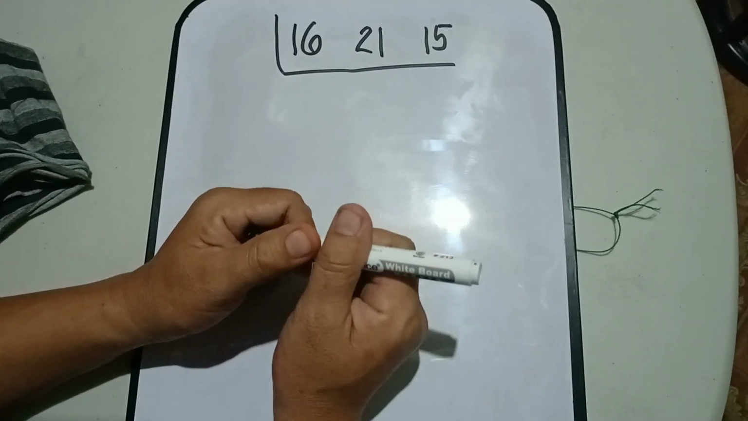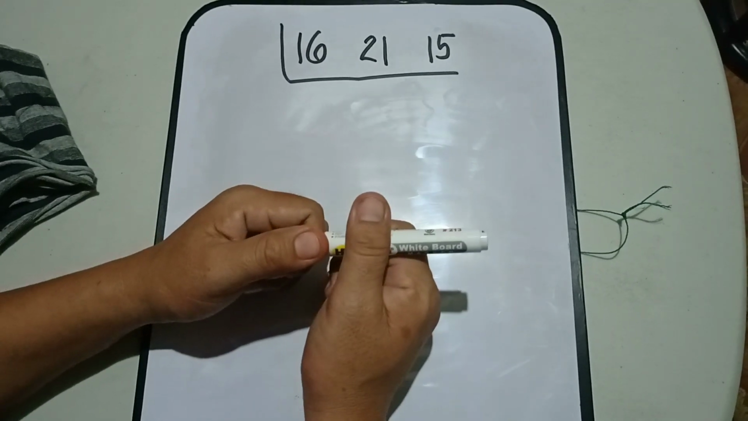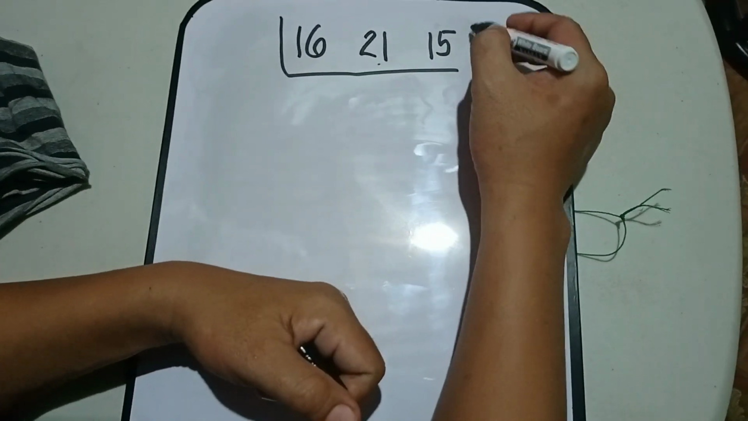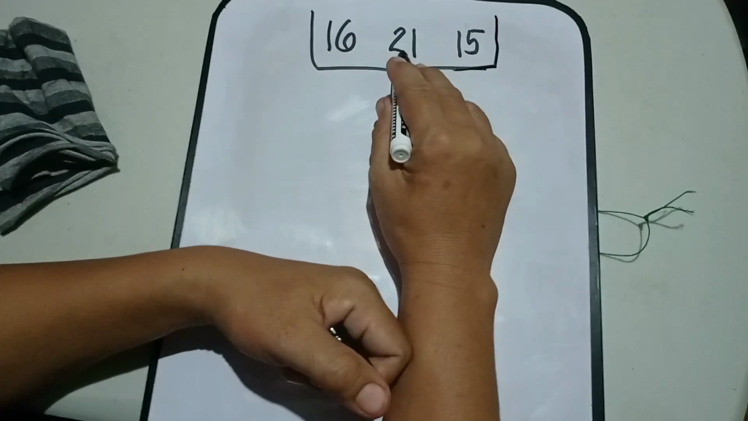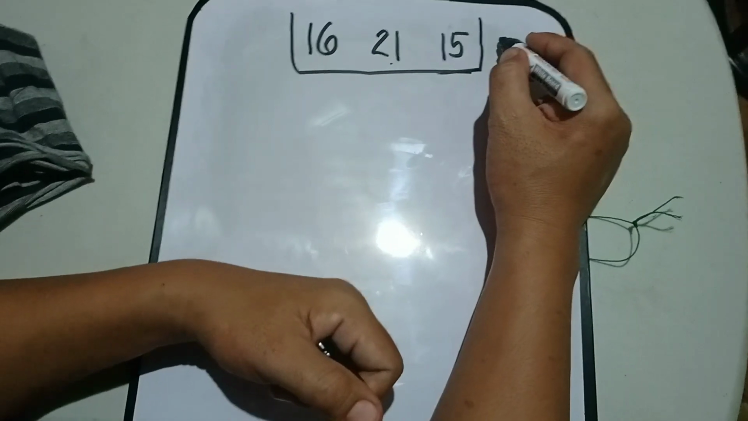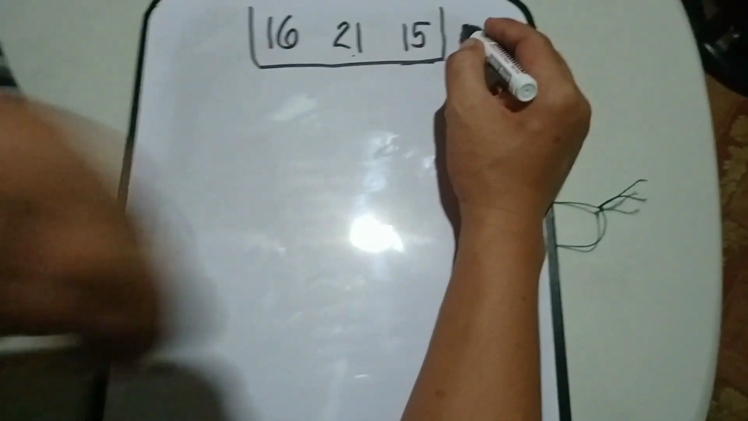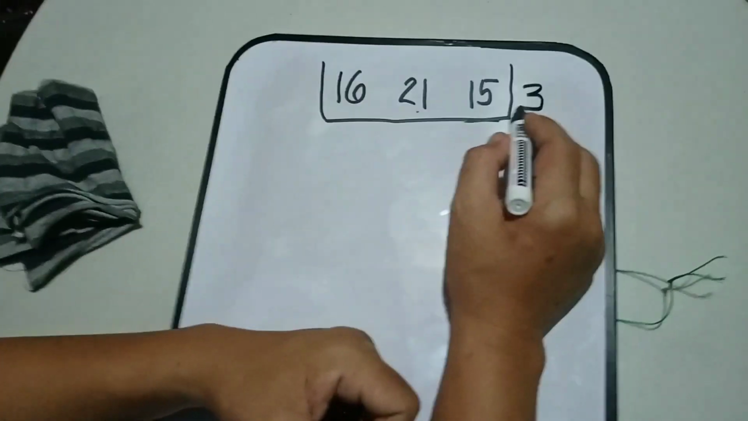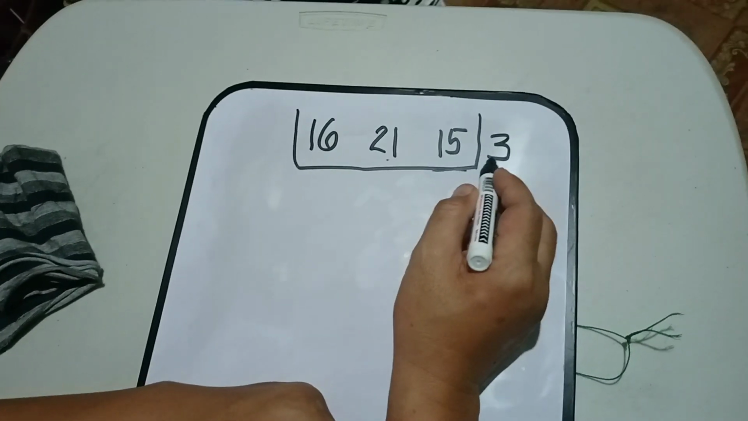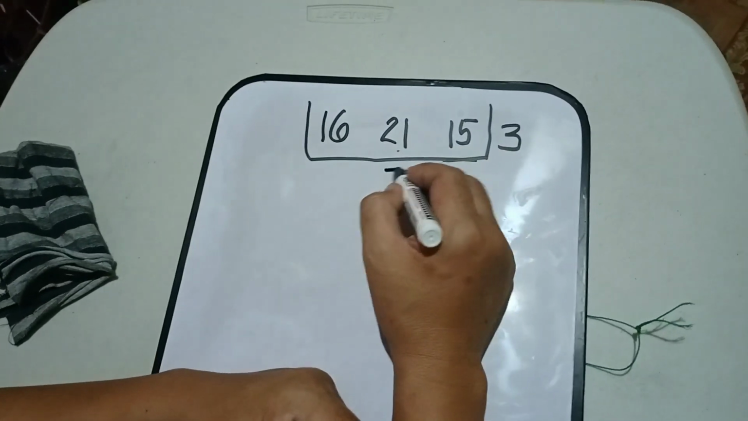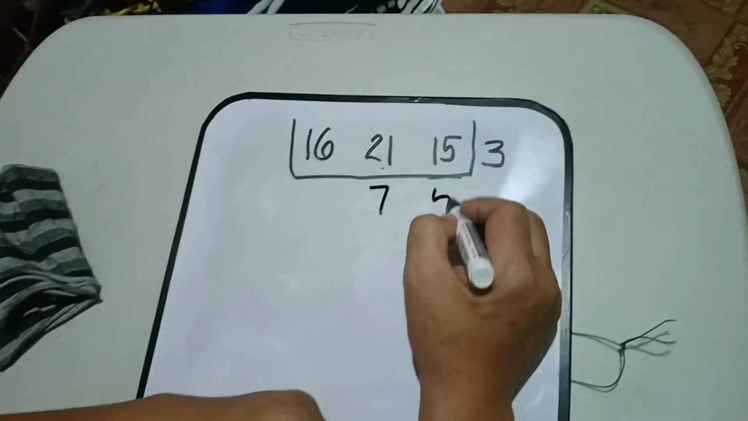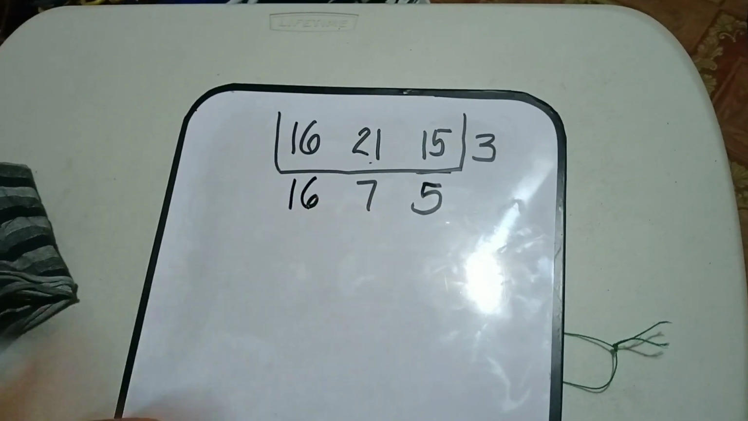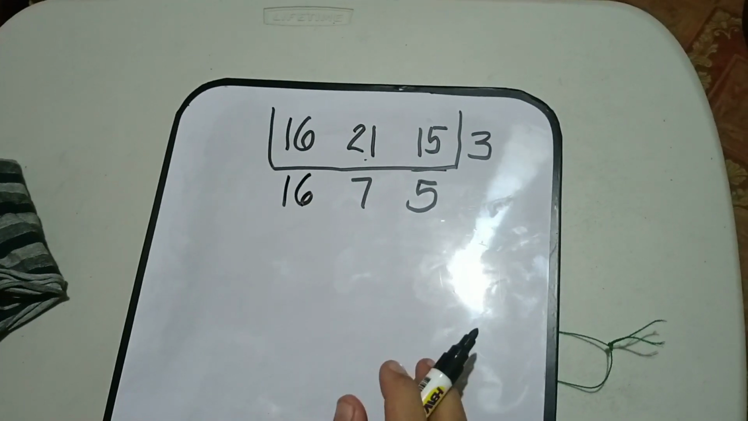Okay? Okay. So, sino yung mayroong common factor? Si 21 at si 15. So, kunin natin si 21 at 15. 21 and 15 ay may common factor na 3. So, they have a common factor which is 3. So, 21 and 15, 21 divided by 3 is 7. 15 divided by 3 is 5. So, ano gagawin natin kay 16? Bibring down natin siya. Okay?